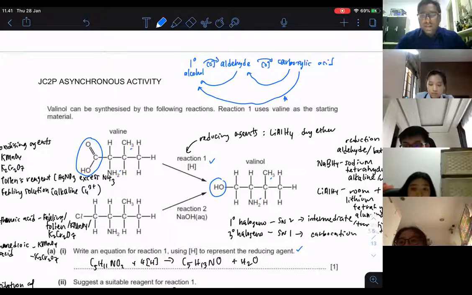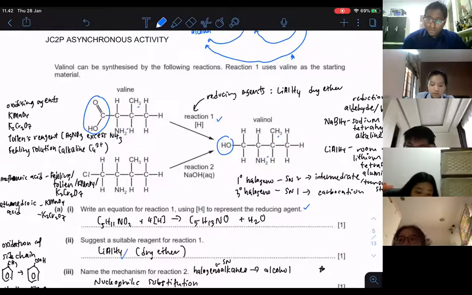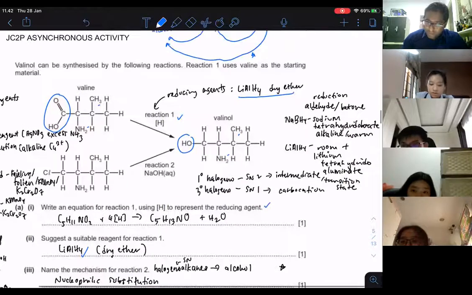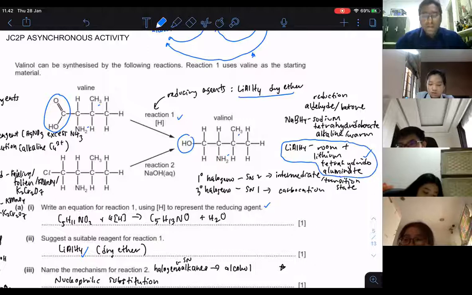Very strong reducing agent in our chemistry syllabus is going to be LiAlH4, which is lithium tetrahydroaluminate. And this reaction is done at room temperature. Please remember this. Very strong reducing agent.